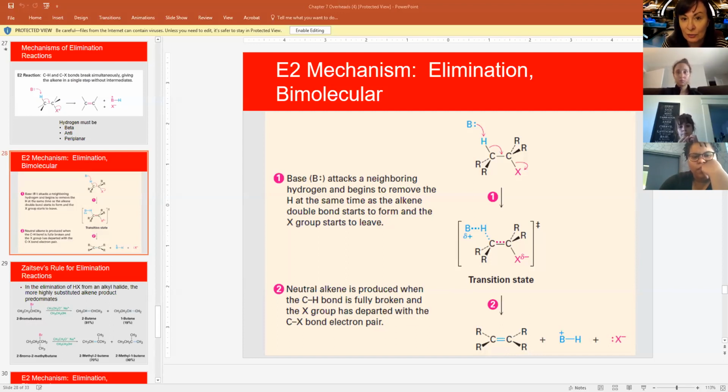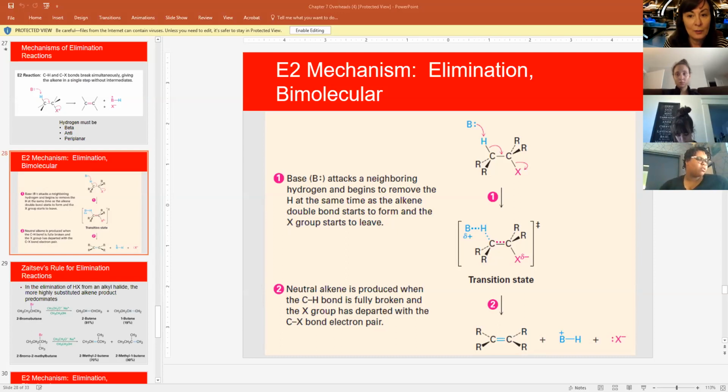What did Markovnikov's rule say in chapter 4? If you're gonna add a hydrogen, where do you add that hydrogen? You add it to the side where there's the most hydrogens. That's true, Kara. So Zaitsev's rule is the opposite. Zaitsev's rule says, if you're gonna take away a hydrogen, you're gonna take it away from the side that has the least number of hydrogens, okay?